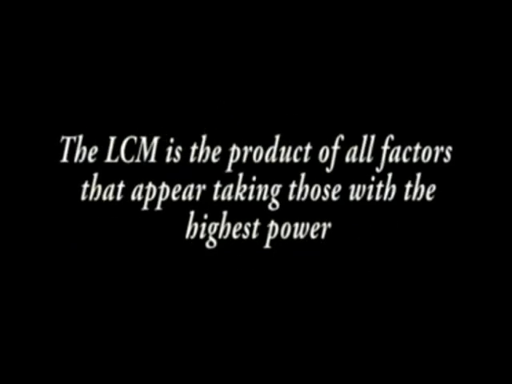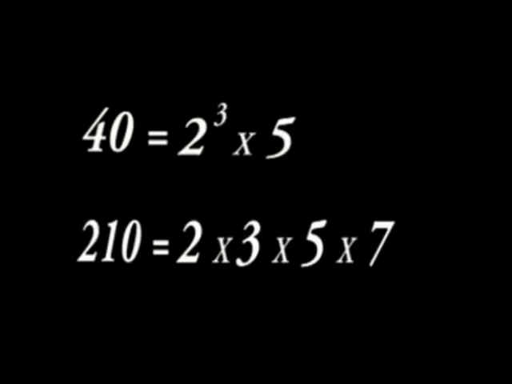The LCM is the product of all factors that appear, taking only those with the highest power. That is 2 cubed times 3 times 5 times 7, which gives us 840.